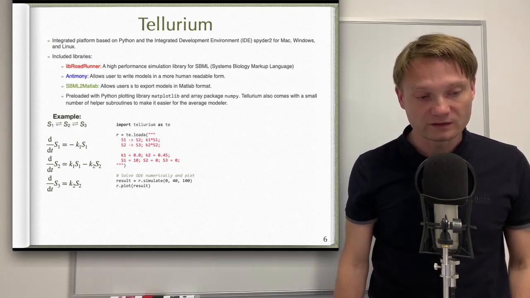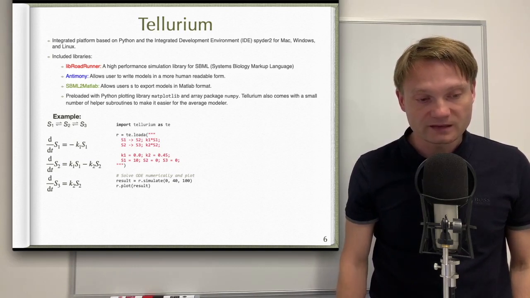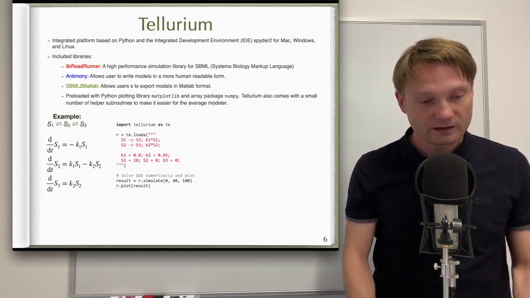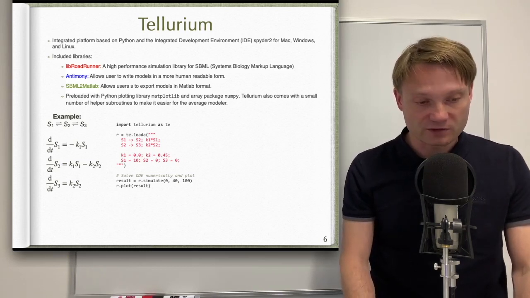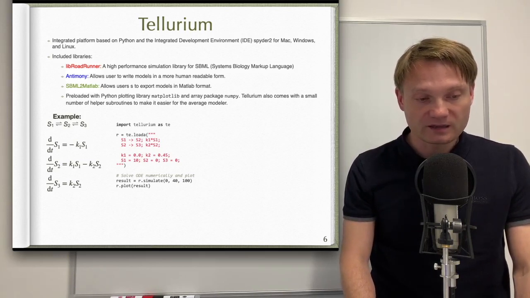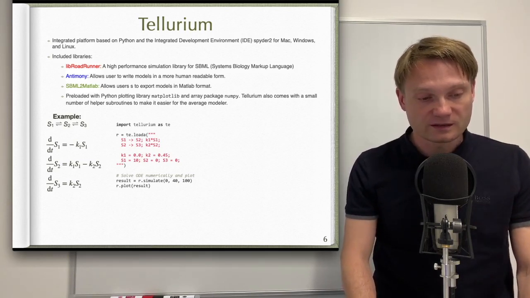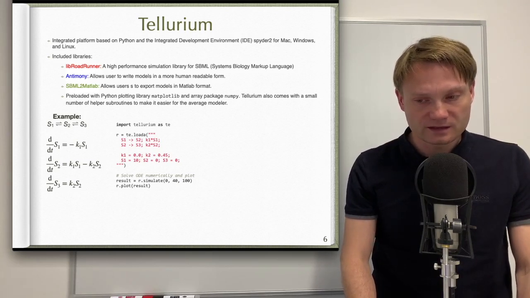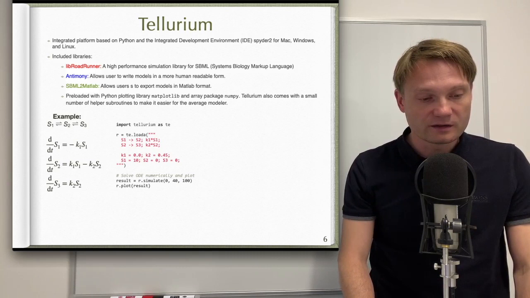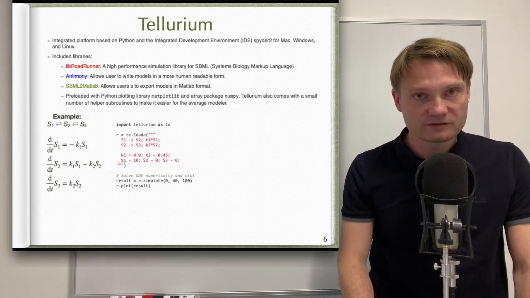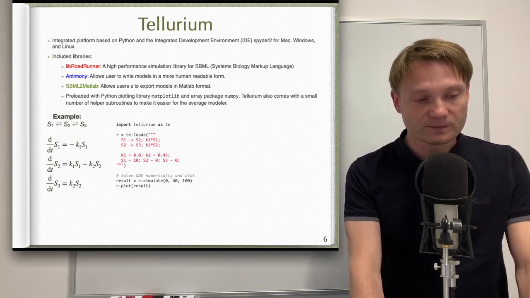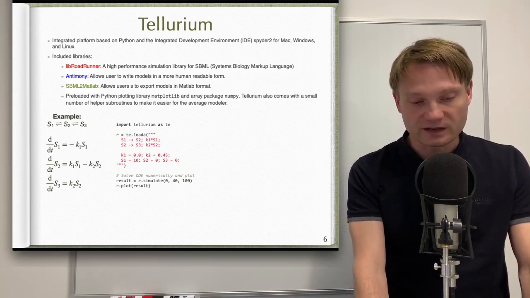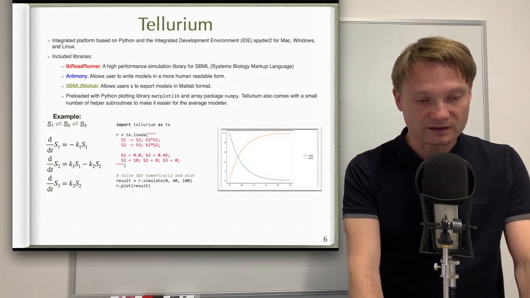And then you can run that model with the command te, for Tellurium, dot loada, load antimony. You parse that antimony string, and then you get an object back, here called r. Then in the line below you can just say r.simulate, and you only have to specify start and end and the number of steps that should be used for the simulation, and it gives you a result that you can then plot with the next command, r.plot result, and that will give you something like this.